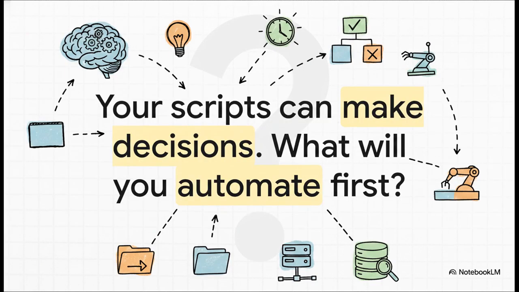And there you have it. You now have the fundamental tools to give your scripts a brain, letting them adapt, react, and make intelligent choices. The possibilities are really endless, from a simple backup script that checks if a folder exists to a complex deployment tool that acts differently based on the server environment. Which leaves us with just one final thought. Your scripts can now make decisions. So, what are you going to automate first?